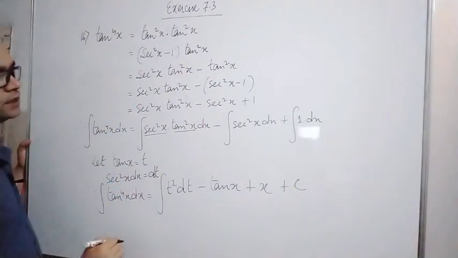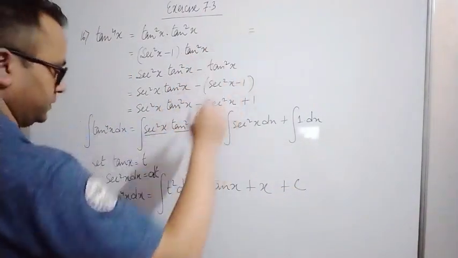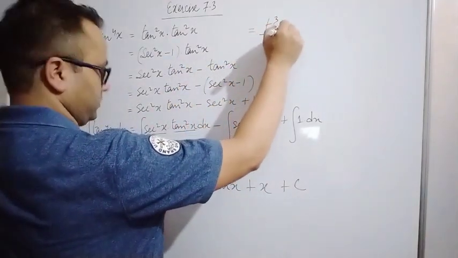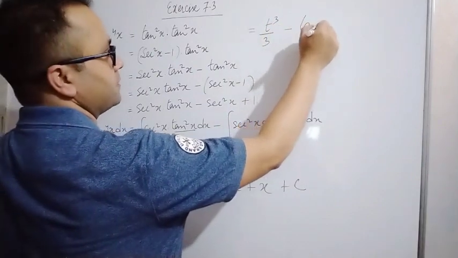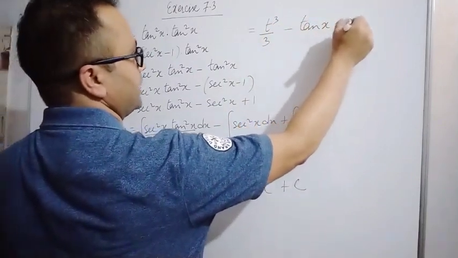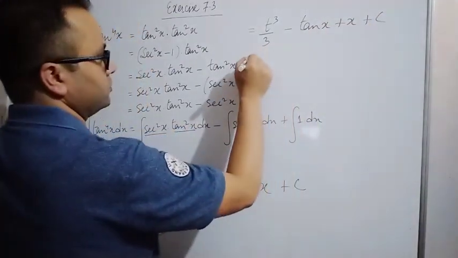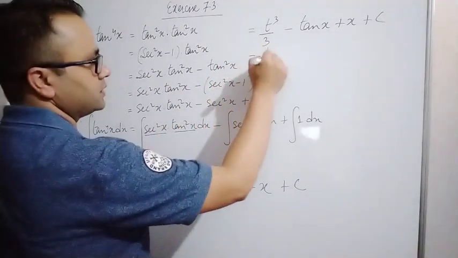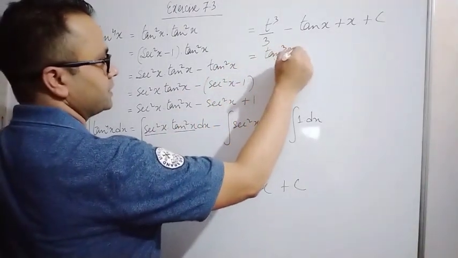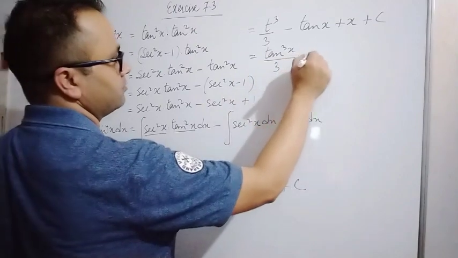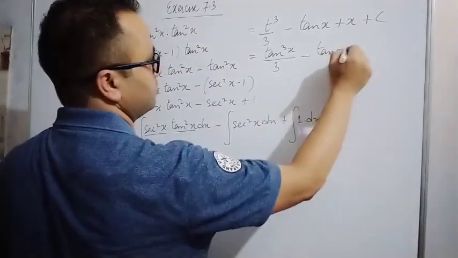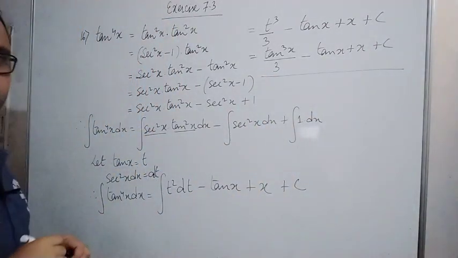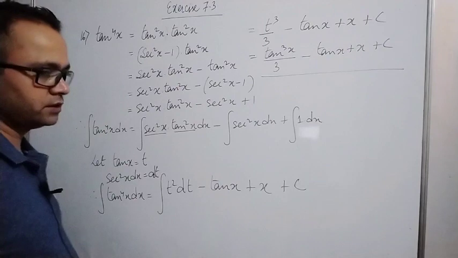So t square, integration of t square is t cube by 3, minus tan x plus x plus c. So what is the value of t? T is tan x. It is tan cube x divided by 3 minus tan x plus x plus c. Now this is the answer of question number 16. Now move to question number 17.